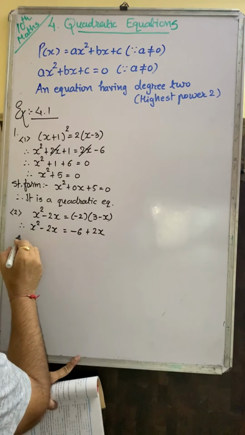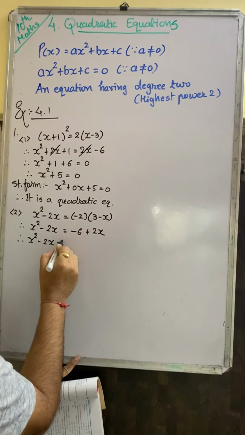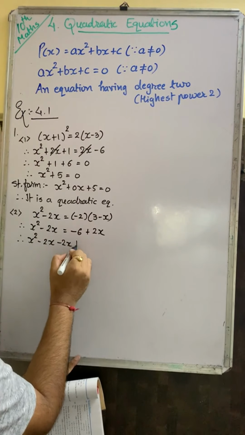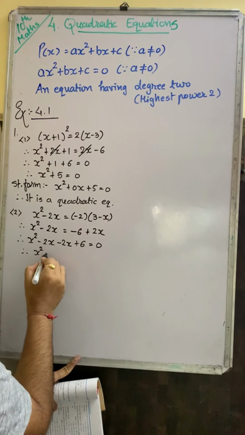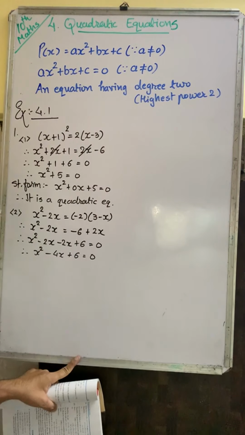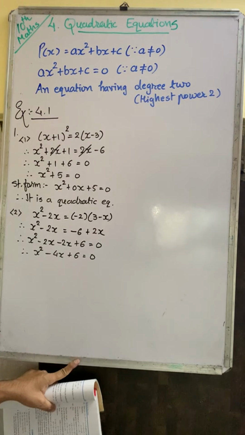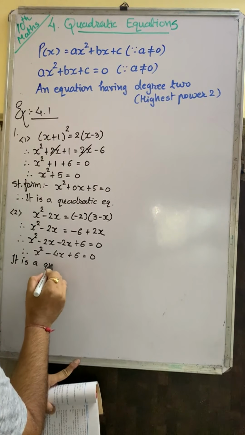Take these two terms to this side: x² - 2x + 2x, and -6 moved to the other side, plus 6. -2x - 2x is -4x + 6 = 0. So the highest power is 2 and it is in the form of ax² + bx + c. So it is a quadratic equation.